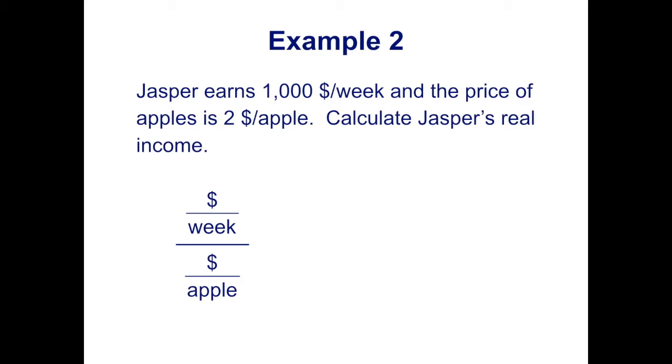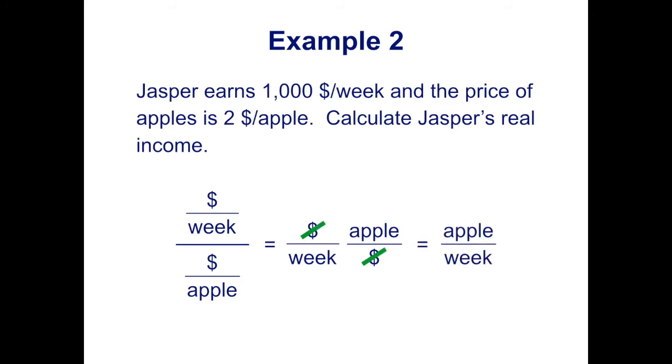And in order to make this problem a little bit easier, I'm going to take the reciprocal of my denominator and turn it into a multiplication problem. Dollars per week multiplied by apples per dollar. We see that the dollars cancel out, and we end up with apples per week.